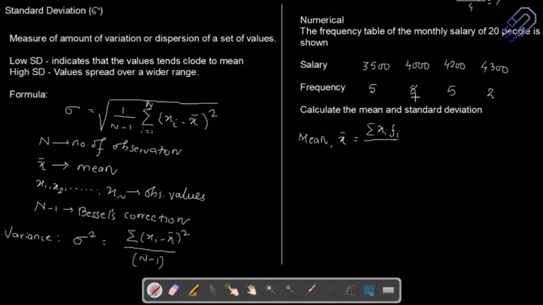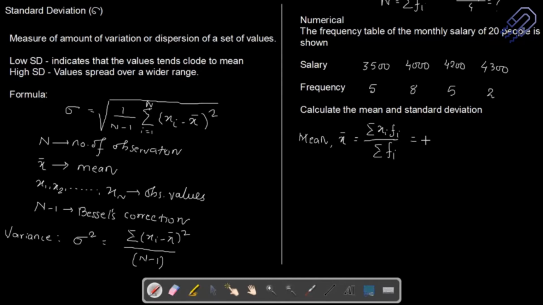4,000 eight times, you multiply it by 8. 4,200 five times, and then 4,300 two times, and then you add them up, and that is what the summation is for, divided by the total number of observations. It's not 1, 2, 3, 4 observations. For 3,500, there are 5 observations, so the frequency needs to be added up. This is simple and you should not get confused here. Sometimes they also write it as capital N. So capital N is equal to the summation of fi in this particular case.